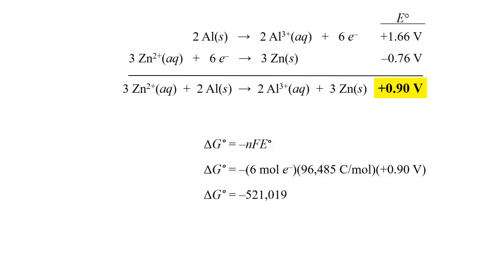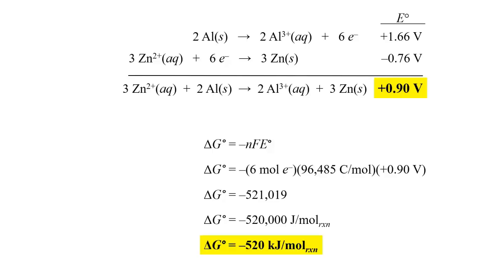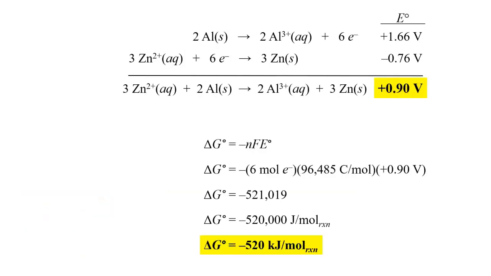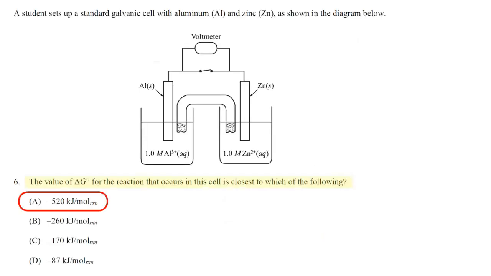I'm going to round this off to 2 significant figures because 0.90 has 2 significant figures. Remember that 6 is an exact number, so that's not a measurement. So I get negative 520,000 joules per mole of reaction. Now I'm going to divide by 1,000 to go from joules to kilojoules. So my answer to this question would be delta G is equal to negative 520 kilojoules per mole of reaction. So that corresponds to A. So the correct answer to question 6 is choice A, negative 520 kilojoules per mole of reaction.